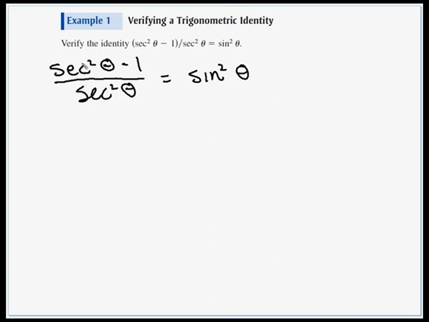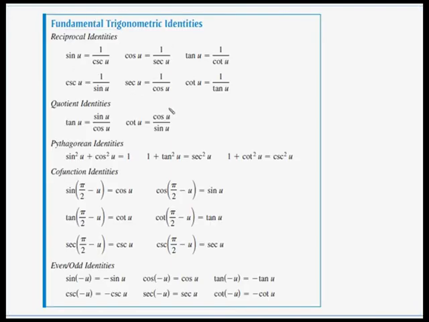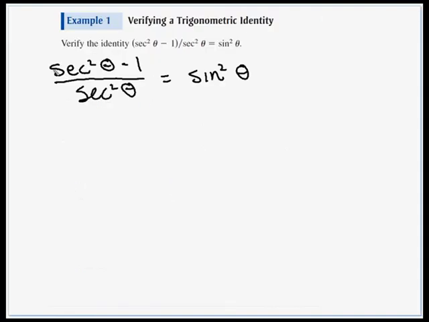So my first thought is to go after this secant squared minus 1. Can I replace secant squared minus 1 with something else? So let's see, here's our Pythagorean identities. Here's secant squared. Secant squared, if I subtract 1 from each side, that would give me secant squared minus 1, and that's equal to tan squared. So could I replace this secant squared minus 1 with tan squared of theta over secant squared of theta? Is that going to help, or maybe this is a wrong turn? We'll try to figure it out.